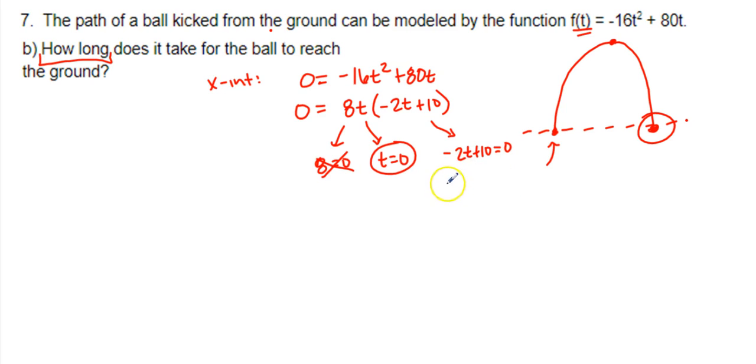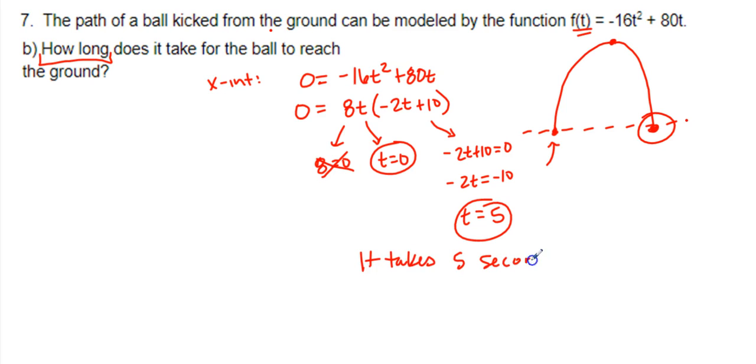So go through and solve. We get negative t equals negative 5. Divide by negative 1, and you get t equals 5. So in other words, to answer this question, it takes 5 seconds for the ball to come down.